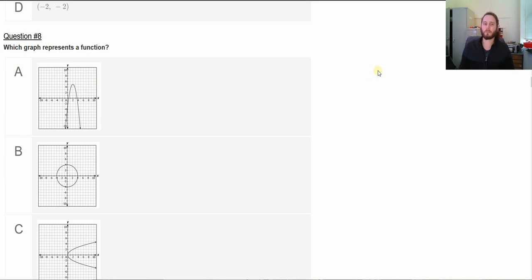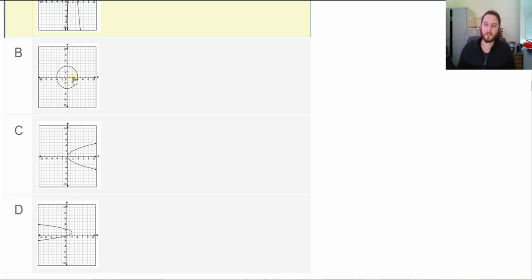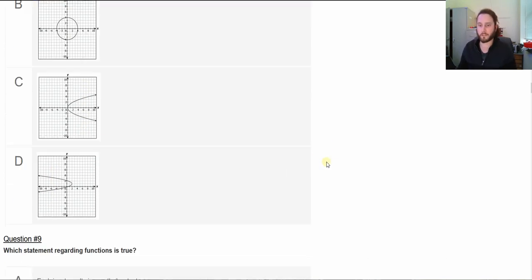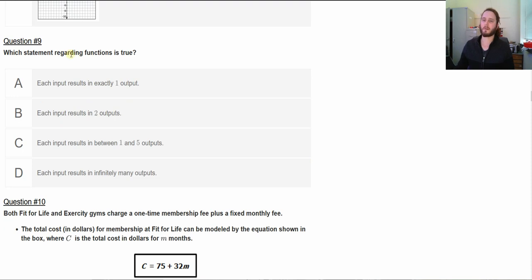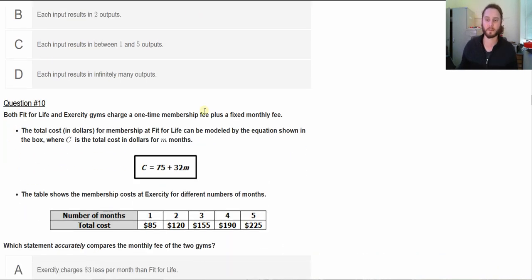For number 8, which one represents a function? Pause this and see if you can identify number 8. All right, number 8, vertical line test. Draw a vertical line, and if it never crosses twice, it's a function. This one works, but these three, if I draw a vertical line like here, or here, or here, it'll fail, so those are not functions. And number 9, I accidentally said this one earlier. It's that every input has exactly one output. That is the phrasing that we use for identifying functions.